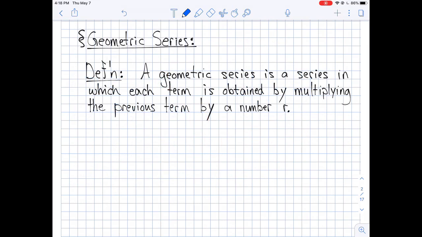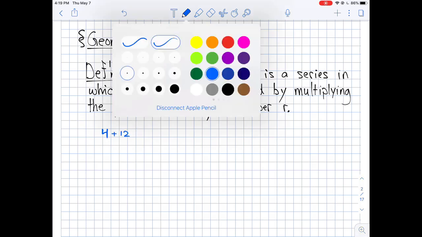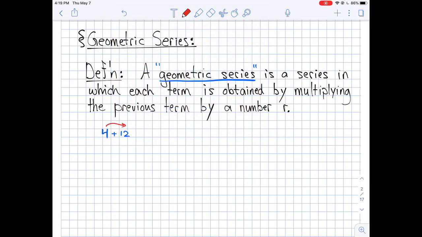So a geometric series is a series, so we're adding up the terms, in which every term is obtained by multiplying the previous term by a specific number r. What that means is if I'm starting off my series and the first term is, let's say, 4, and the second term is 12. So how did I get there? Well, going from the first term to the second term, I clearly just multiplied by 3.